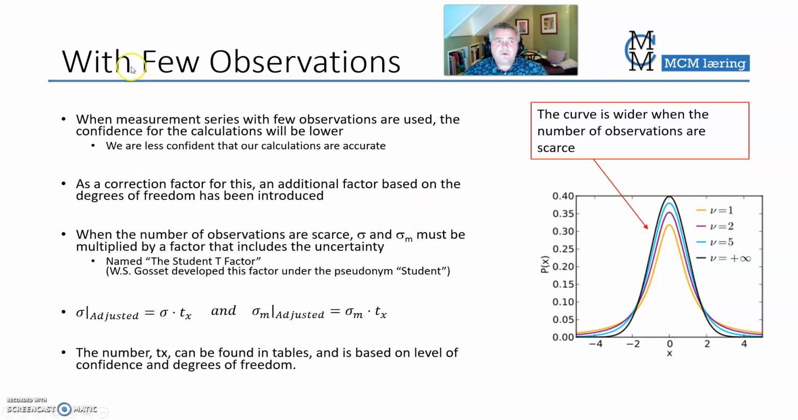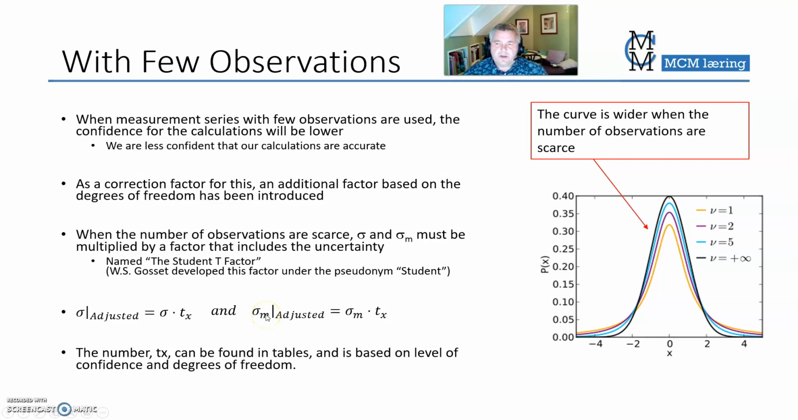If we have few observations, then the normal distribution curve becomes wider, like in this yellow case here. If we have a great number of observations, then our normal distribution curve becomes more narrow. So how can we use the number of observations that we have in order to adjust the standard deviation and the uncertainty of the mean?